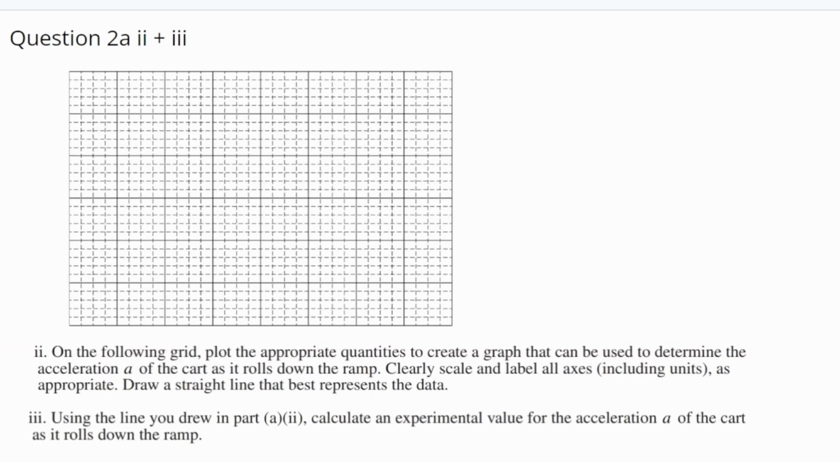On the following grid, plot the appropriate quantities to create a graph that can be used to determine the acceleration a of the cart as it rolls down the ramp. Since I don't have the exact numbers that I drew last time, I'll do a rough estimate. It should be pretty close though. So draw a slope here, slope here. This is our graph. Close enough.